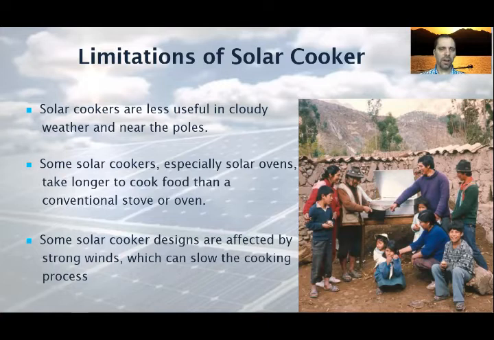Solar cookers are less useful in cloudy weather and near the poles. Some solar cookers, especially solar ovens, take longer to cook food than a conventional stove or oven. Some solar cooker designs are affected by strong winds, which can slow the cooking process.